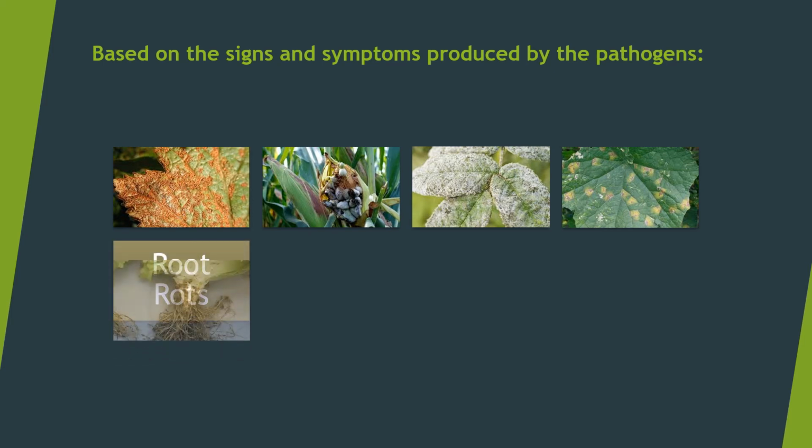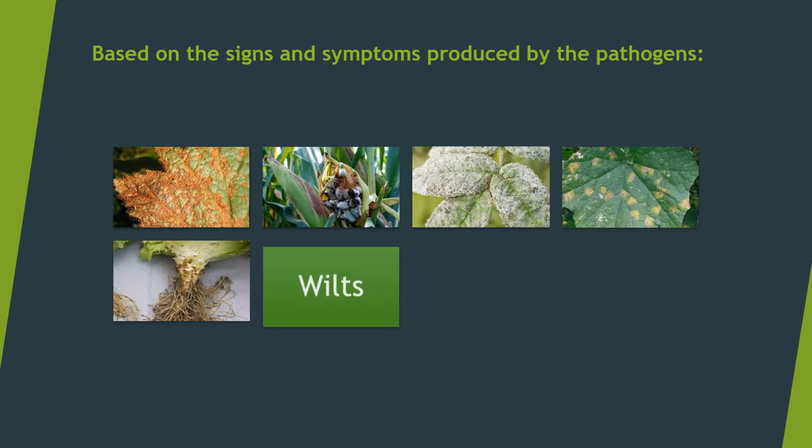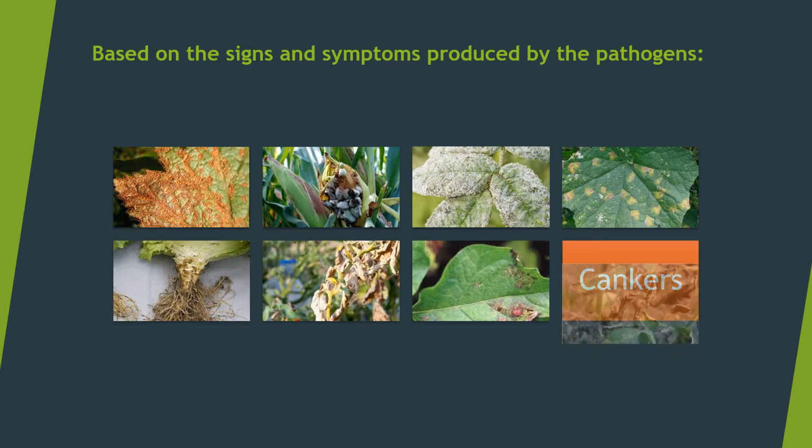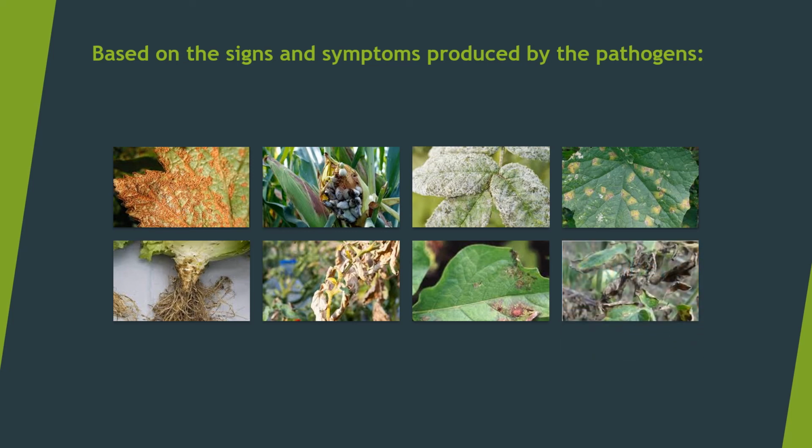Root rots caused by many fungi, also nematodes. Wilts, so the wilts can be caused by the pathogen, or the wilts can be caused by lack of water. Blights, blights are also caused by fungi as well as bacteria. And cankers. Okay, so these diseases are classified on the basis of signs and symptoms of the disease.